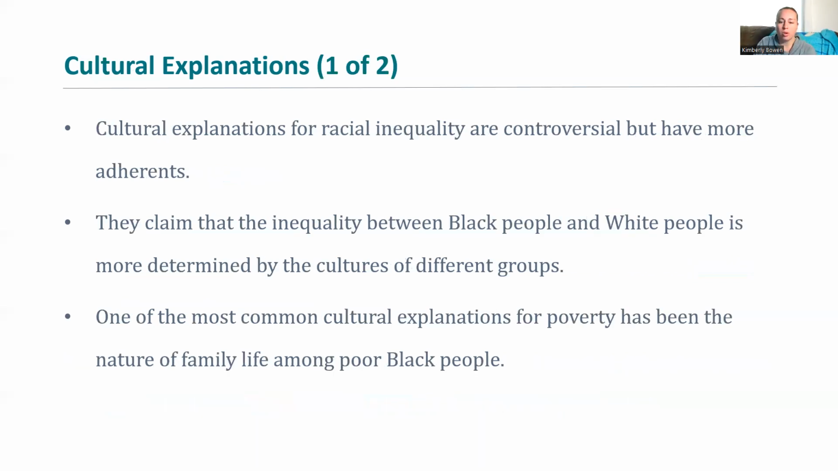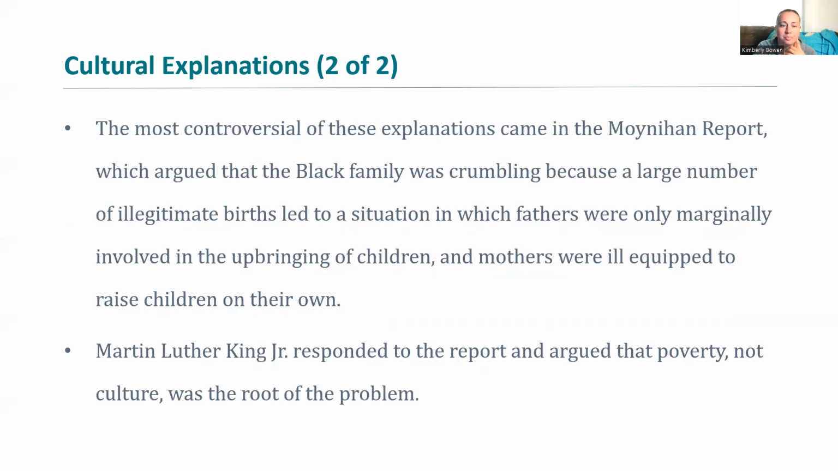Cultural explanations for racial inequality are controversial, but have more adherents. They claim that the inequality between Black people and white people is determined by the cultures of the different groups. Specifically, there's a lot of assumptions about Black poverty being due to laziness or what have you, and not due to extensive amounts of inequality and opportunity access and education and all of the things that we've been talking about essentially through these lecture slides.